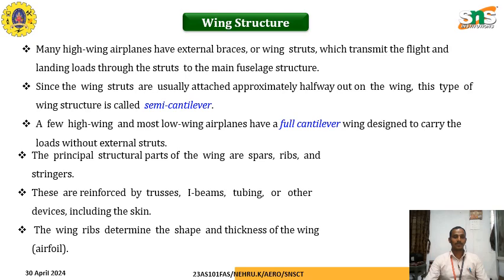These are reinforced by trusses, I-section beams, tubing, or other devices, including the skin. The wing ribs determine the shape and thickness of the wing. We call it an aerofoil. So the wing is made up of the aerofoil cut section.